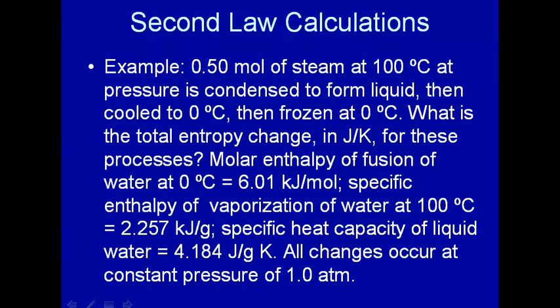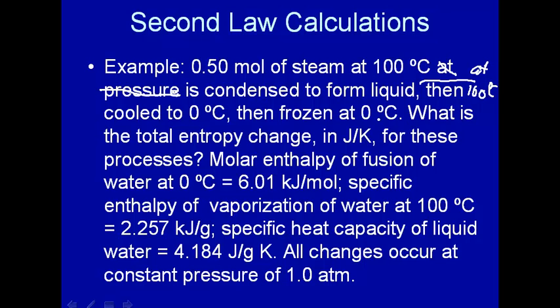Let's use these equations to do a few examples. Here we have 0.5 mole of steam at 100 degrees C that is condensed to form a liquid, then cooled to 0 degrees C, then frozen at 0 degrees C. So this is an isothermal condensation of steam into liquid water. Then you cool that liquid water down to 0 C, and then freeze that water at 0 C.